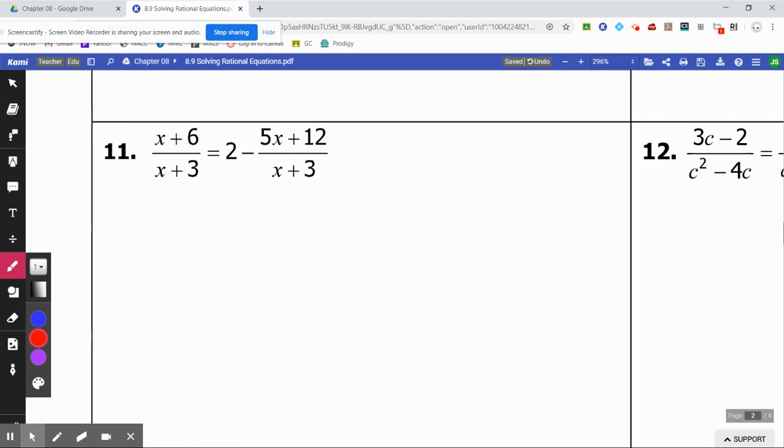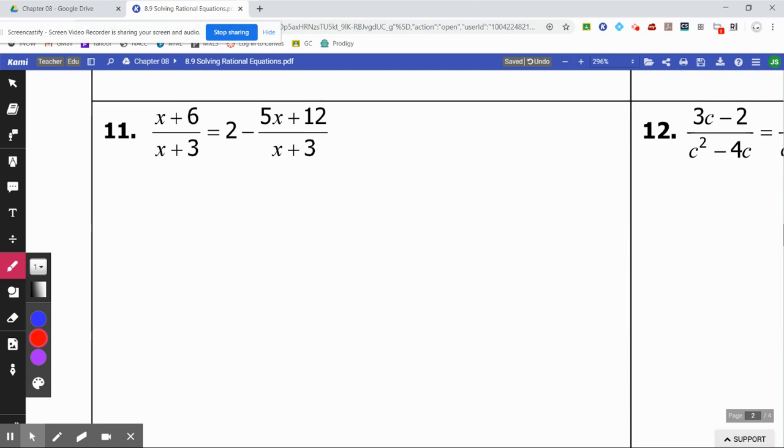Number 11. Three terms, and it's going to be kind of evident what your common denominator is going to be because it's already factored. Your common denominator is going to be x plus 3. So let's multiply all three terms by x plus 3. When you multiply your first term by x plus 3, the x plus 3's will cancel, and it will leave you with just the x plus 6 on top.